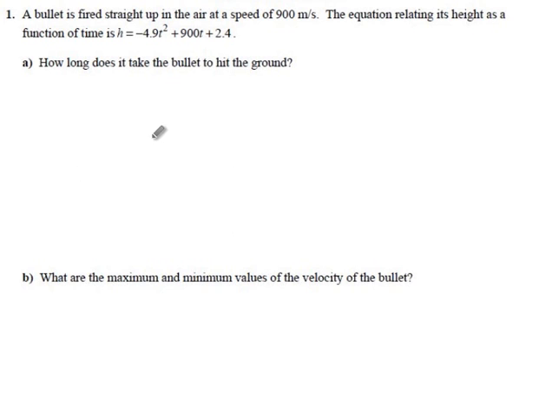A bullet is fired straight up in the air at a speed of 900 meters per second. The equation relating its height as a function of time is h equals, they're using height now instead of s, that's fine, whatever, minus 4.9t squared plus 900t plus 2.4.